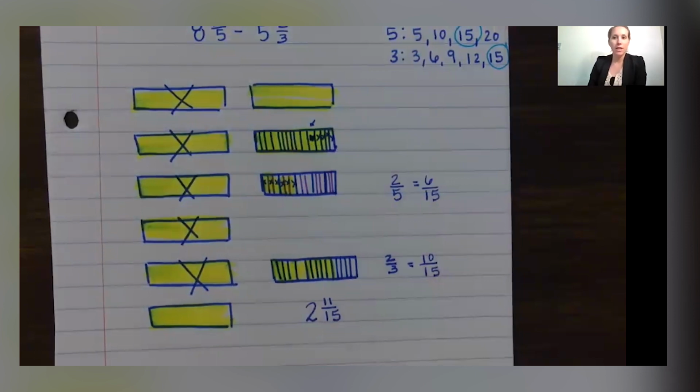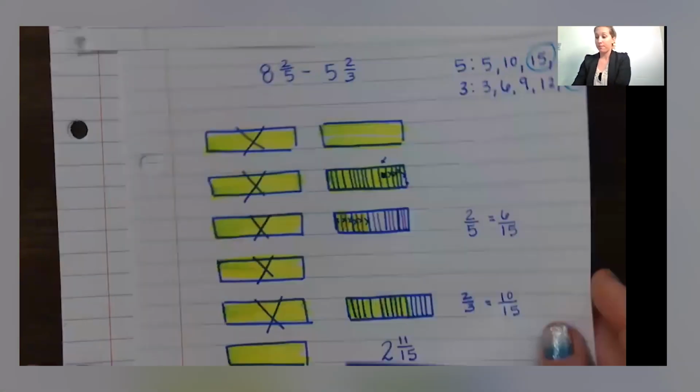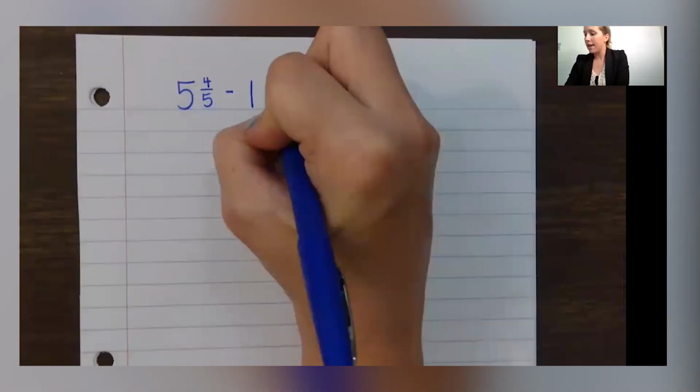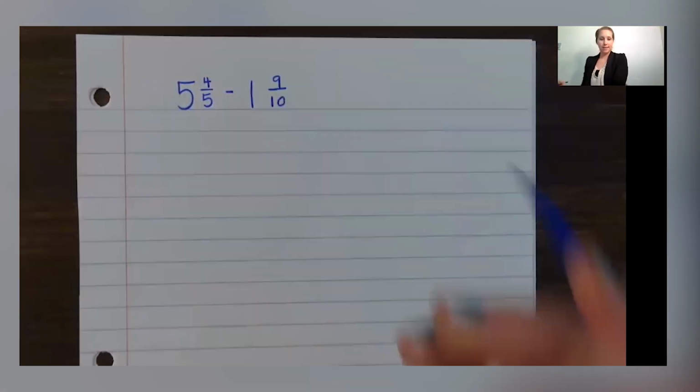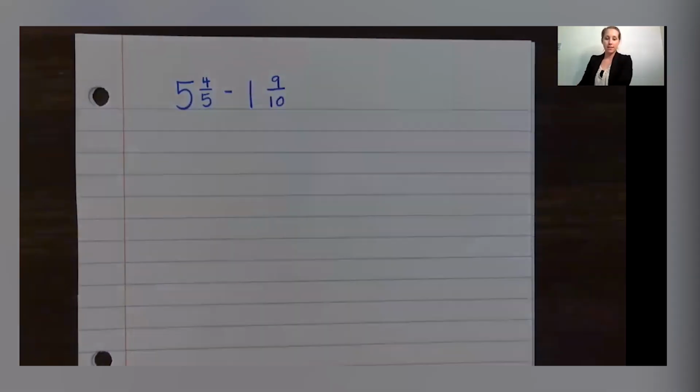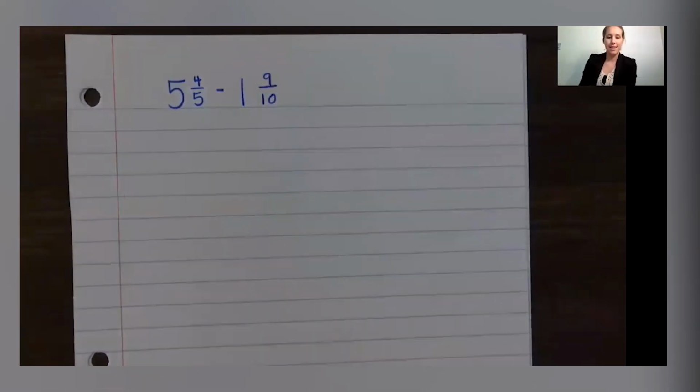Now, do you remember that we use a number line as well to find equivalent fractions and subtract them? Let's explore what this would look like on a number line when we're subtracting mixed numbers. Let's start with another problem. Let's start with 5 4/5 minus 1 9/10. 5 4/5 minus 1 9/10.